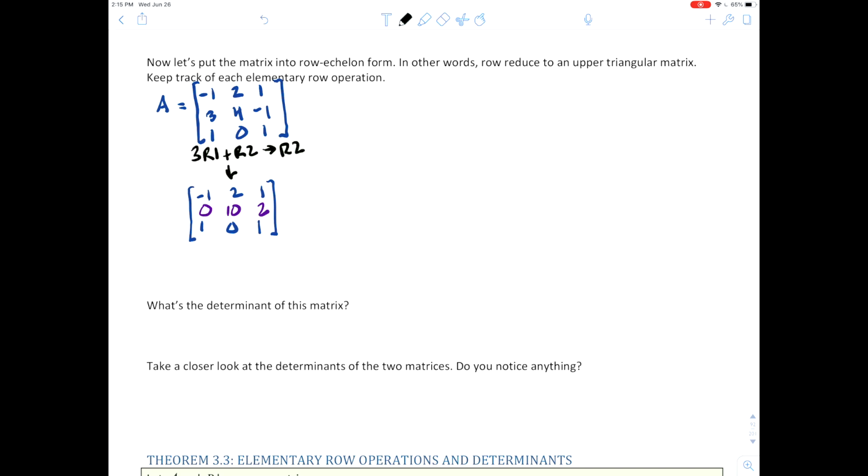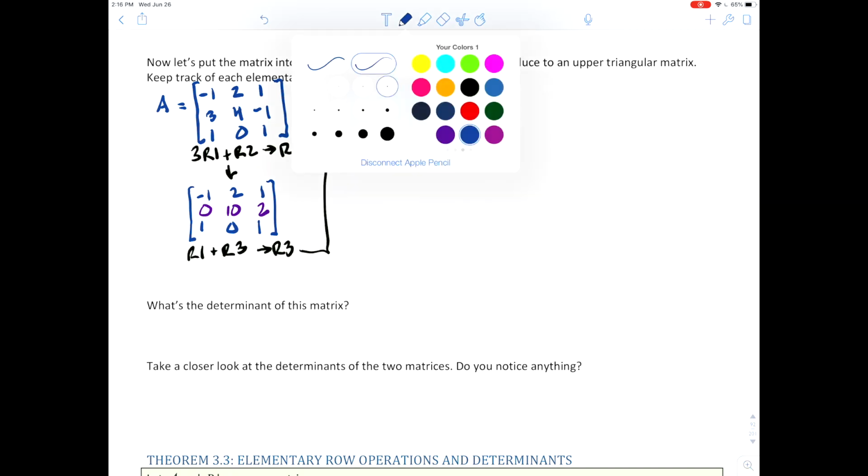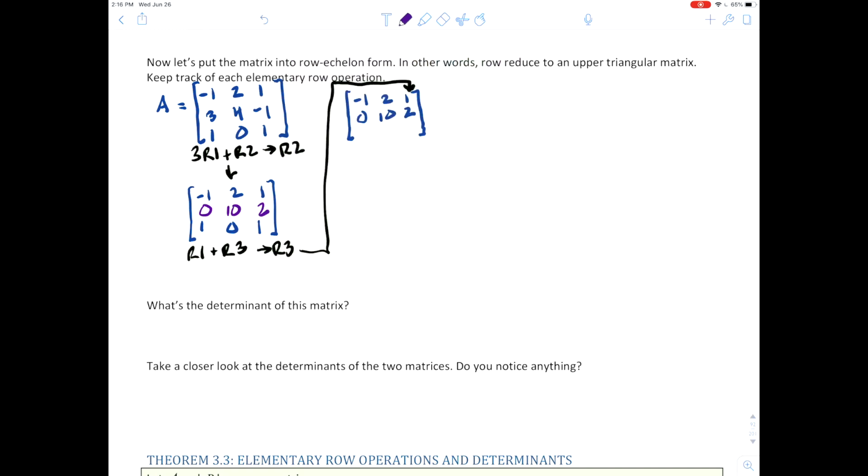And then we'll have, what do we want to do next? Let's just do row 1 plus row 3. And that'll give us a new row 3. So we'll have -1, 2, 1, 0, 10, 2. And our new row 3 will be, good, -1 plus 1 is 0, 2 plus 0 is 2, and then 1 plus 1 is 2.